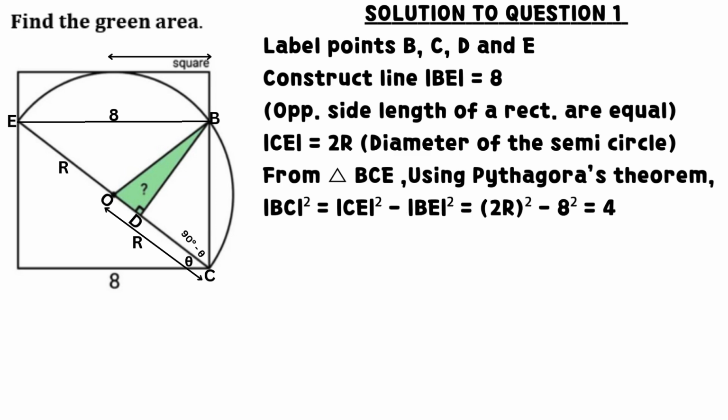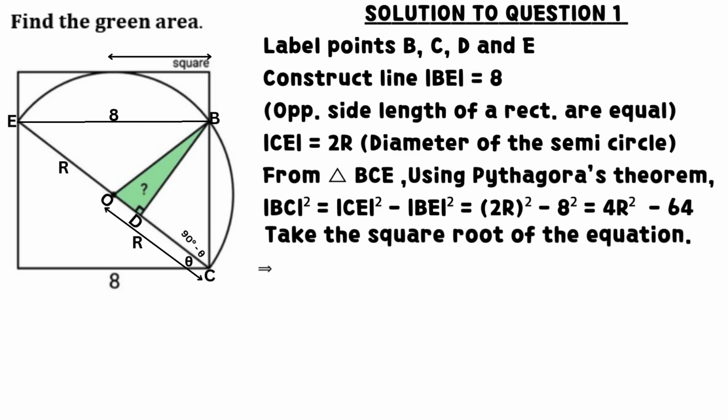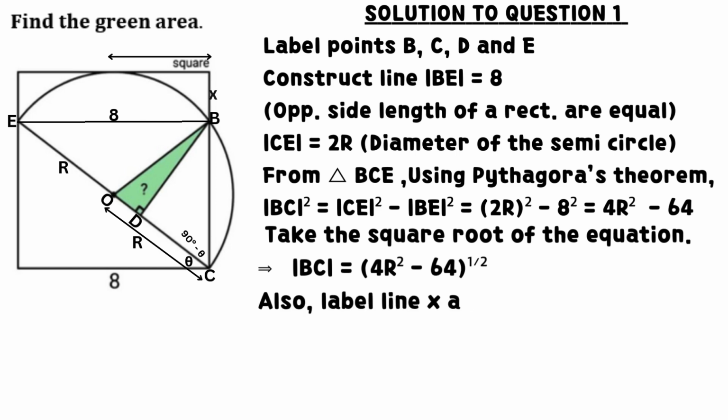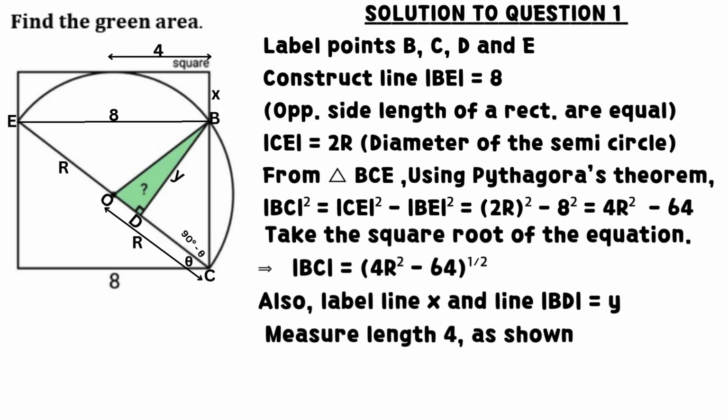From triangle BCE, using Pythagoras' theorem, the square of line BC equals the square of line CE minus the square of line BE, which equals 4 times the square of R minus 64. Take the square root of the equation. It implies that line BC equals the square root of 4 times the square of R minus 64.